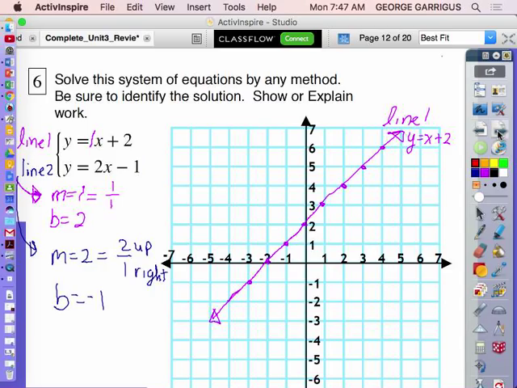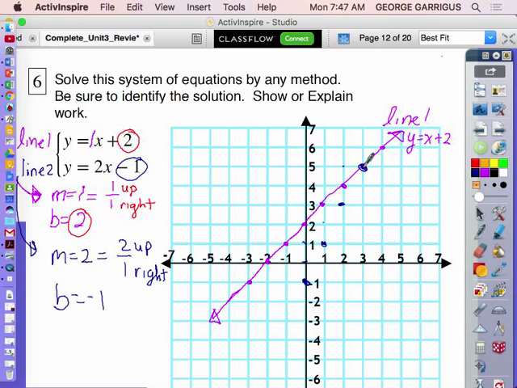It started at 2, because that's the trailing number. And the slope was 1, so it goes up 1, right 1. It also goes down and left, and you can see that graphed at the right. I'll graph the second line in blue. The second line has a trailing -1, so 0, -1. And its slope is rise 2, run 1.